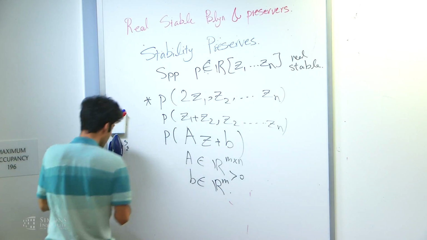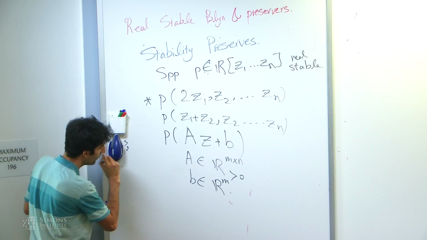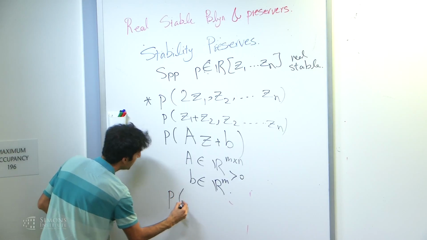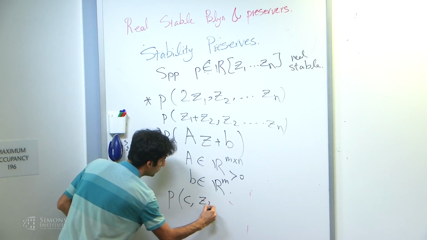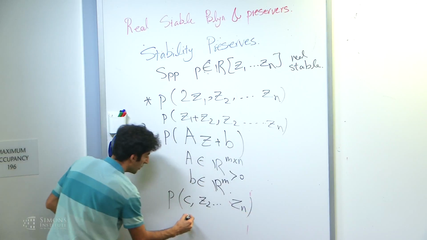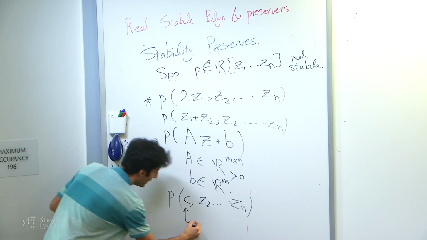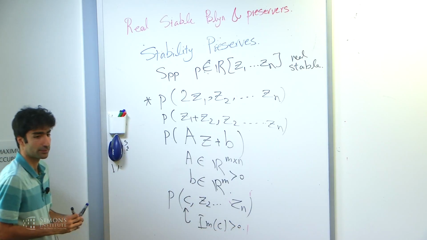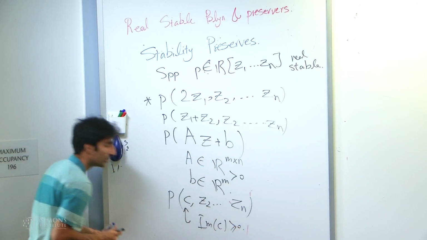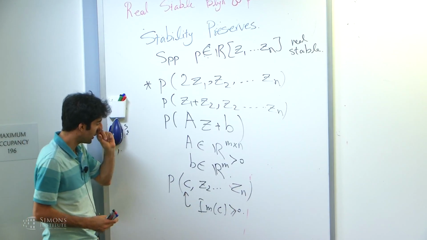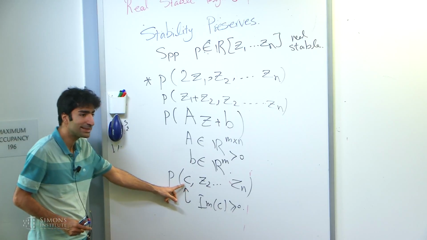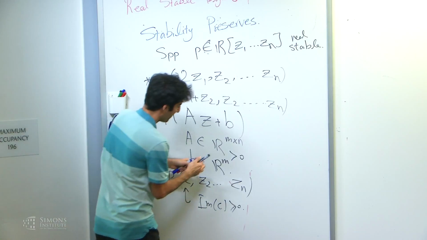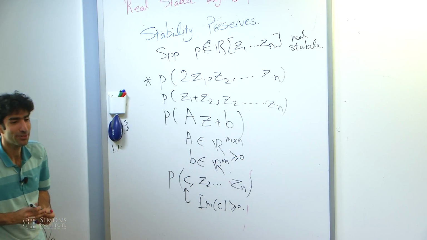So a special case of this is actually when, sorry, not A is 0, the first row of A is 0. So something like this: P of c, comma z_2 up to z_n, where the imaginary value of c is non-negative. That's a special case. And you can see in this case, I am here allowing A to be non-negative.